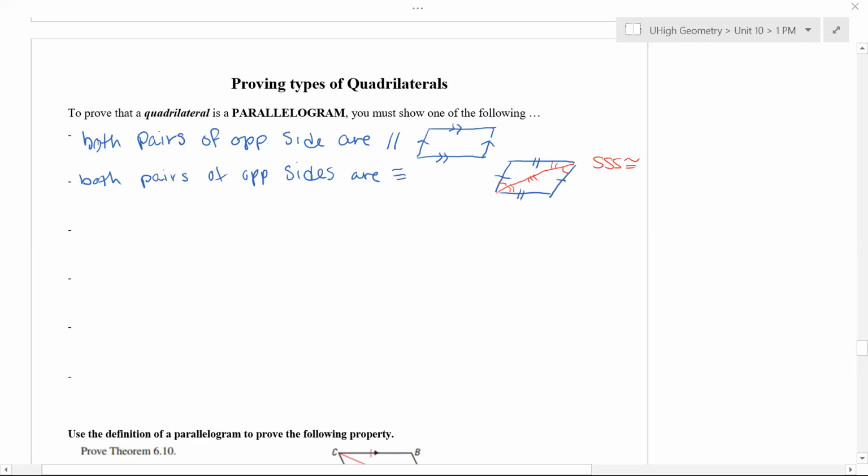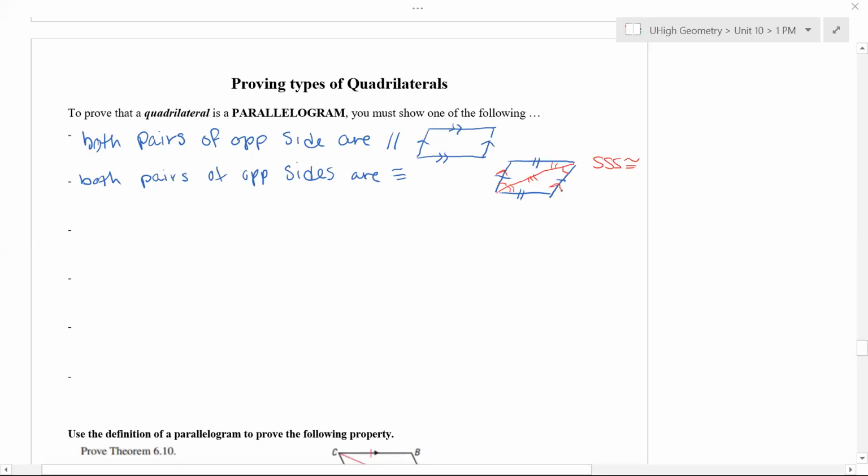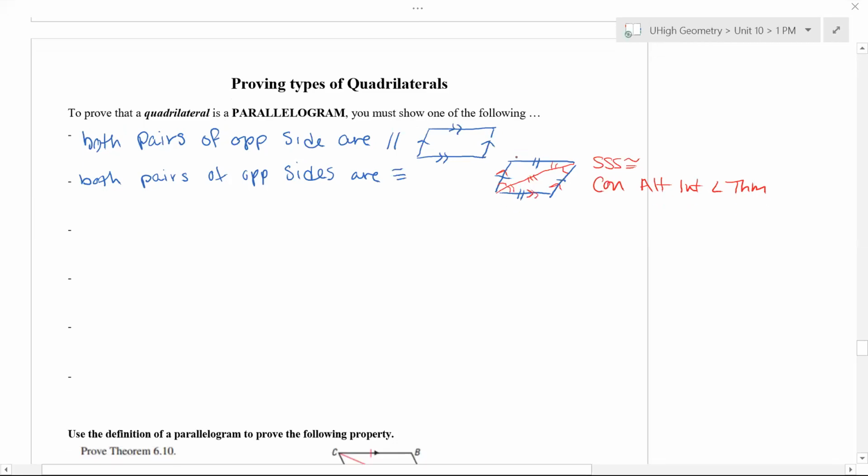And what's going to happen here is, since I know that alternate interior angles are congruent, that means 2 of my sides are parallel by the converse of my alternate interior angles theorem. And I could repeat the same thing with the other 2 alternate interior angles being congruent. That proves that my other 2 sides are parallel.